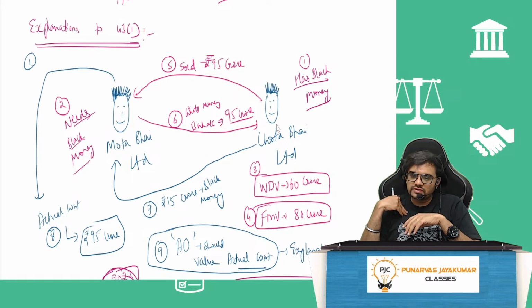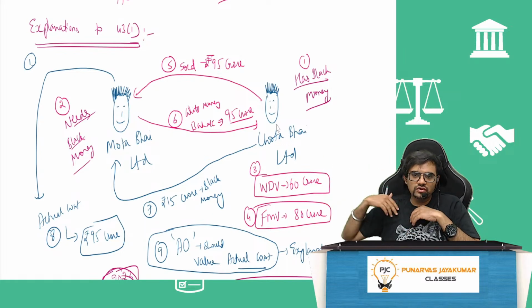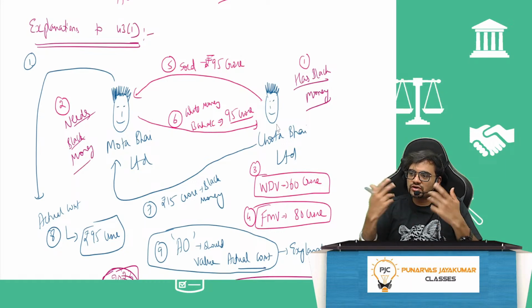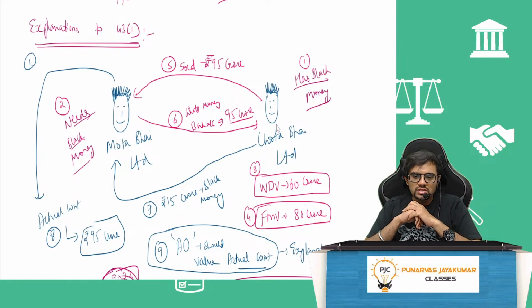So I transferred 95 crore to you via cheque and took back 15 crore from you in black money. Double benefit. Chota Bhai had 15 crore black money. That black money is gone now for him. Good. Mota Bhai needed black money. He got black money.